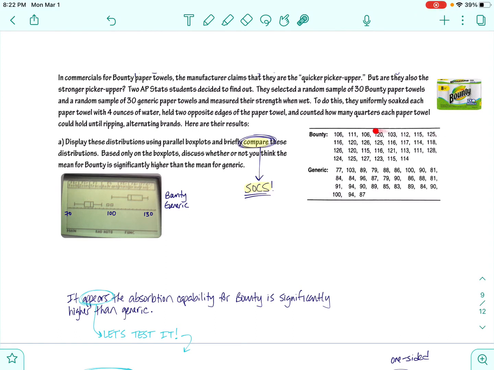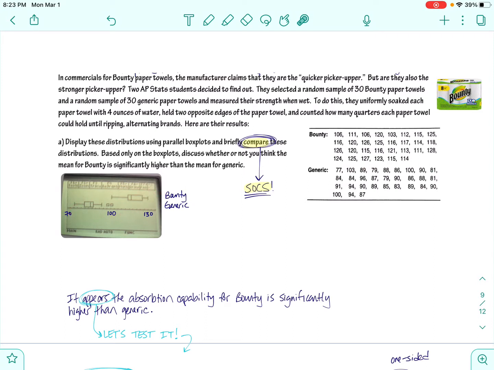All of the numbers in this table represent the number of quarters that the paper towel was able to hold until it broke. I'm not going to spend too much time on letter A. What I did is I graphed these two box plots in my graphing calculator. And it appears just by looking at these numbers that the Bounty paper towels are significantly better, stronger, if you will. They hold more quarters after getting wet than the generic ones do, but maybe this happened just by chance.